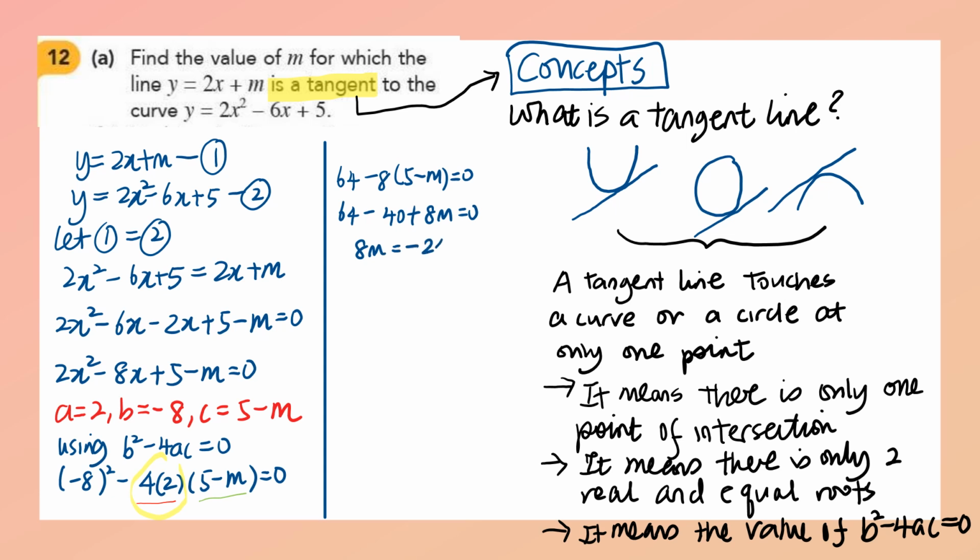Right, so you make 8m the subject. m will be equal to negative 3. Okay, so when m is negative 3, we will have this situation here.